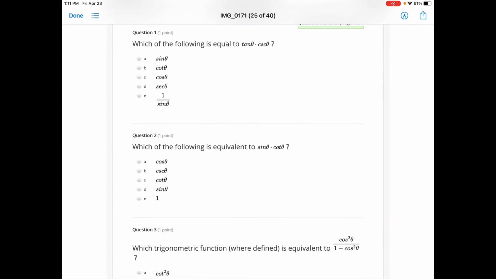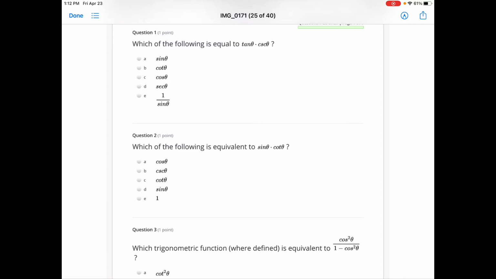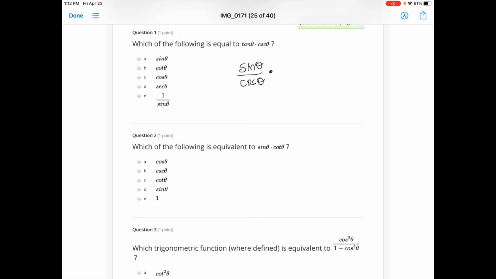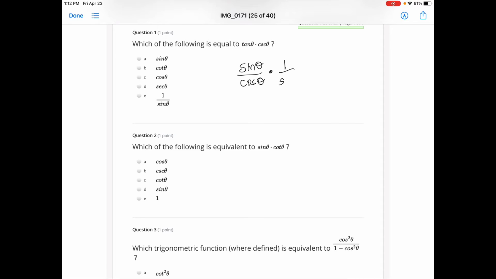All right, let's go over your study guide. Number 1 wants you to find tangent times cosecant. So I'm going to rewrite both of those. I'm going to rewrite tangent as sine over cosine times, and cosecant is 1 over sine.